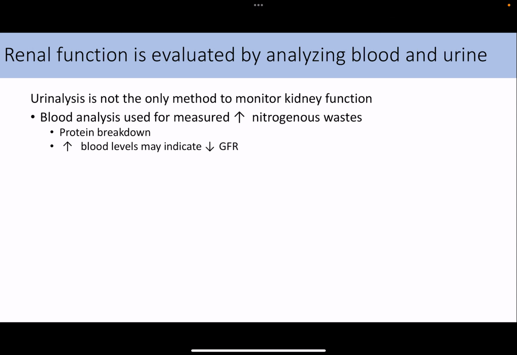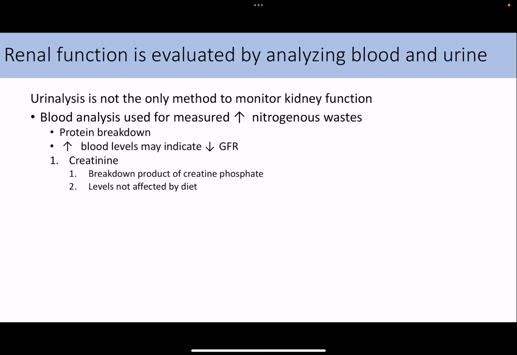So urinalysis is not the only way to look at kidney function. We can look at their blood too. We can look at the urinalysis to see if there's things there that shouldn't be, but then also we can see if your kidneys are not filtering things out. We can look at what's in the blood as well. So we're looking at things that are a product of protein breakdown. Nitrogenous wastes are a product of protein breakdown. And if you have too many of these nitrogenous wastes in your blood, that means that your kidneys are not doing a good enough job of getting rid of them.